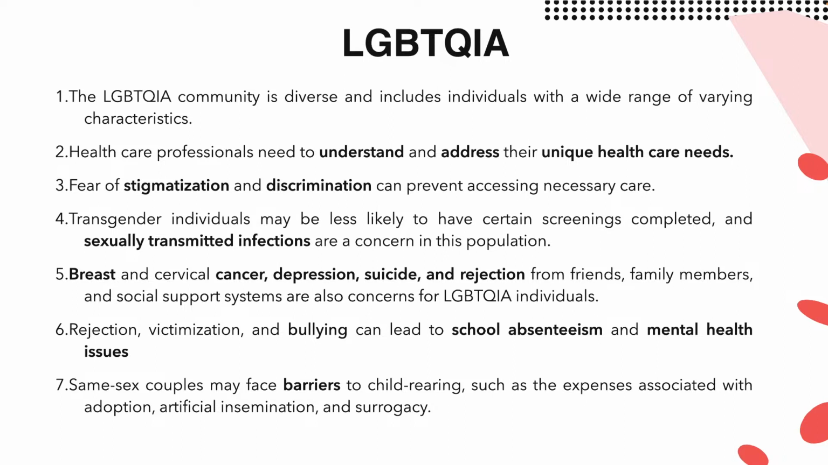Same-sex couples may face barriers when it comes to childbearing, right? So adoption is an option, right? And artificial insemination and surrogacy, right? So these are all options that we need to be aware of and that we can provide to this population, all right?